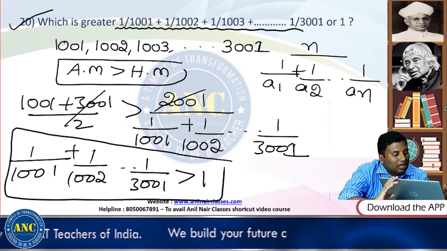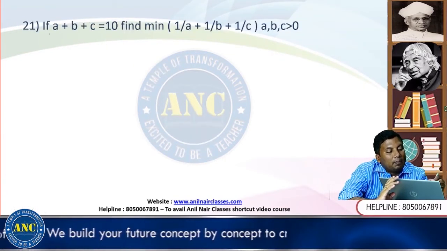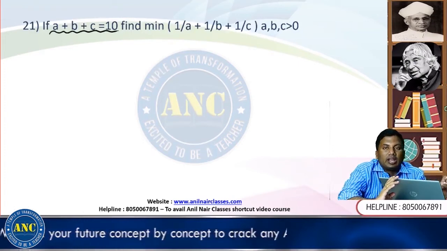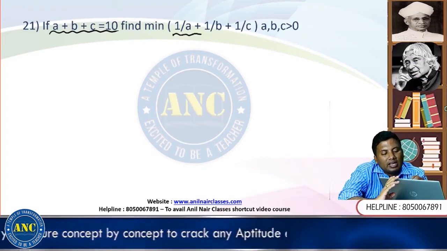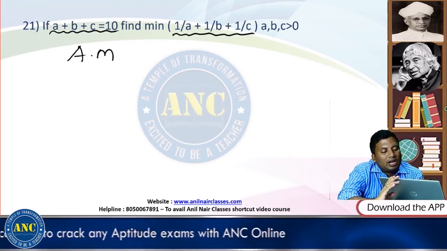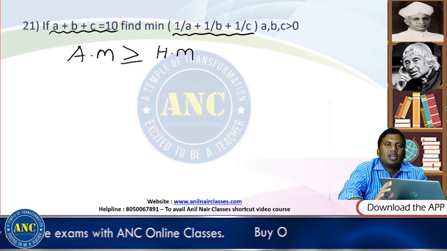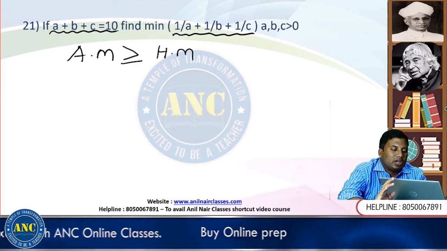Next question: a plus b plus c is equivalent to 10. Sum is given. He is asking for the reciprocal. Sum will come in arithmetic mean. Reciprocal will come in harmonic mean. Relationship is AM greater than or equivalent to HM.